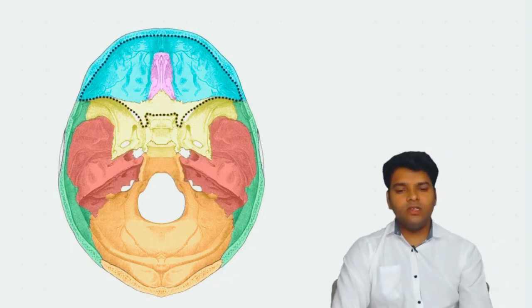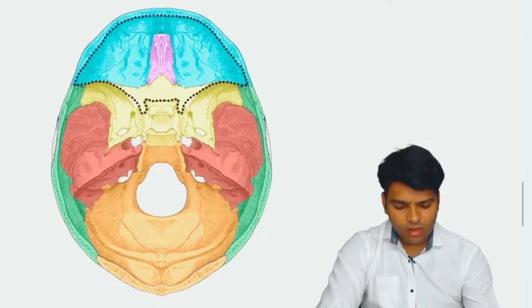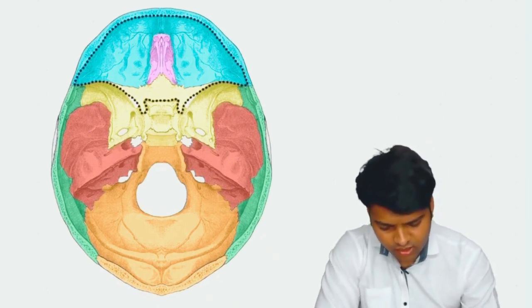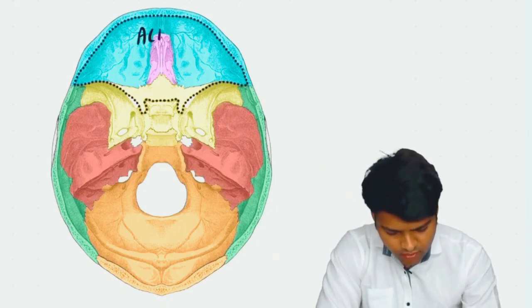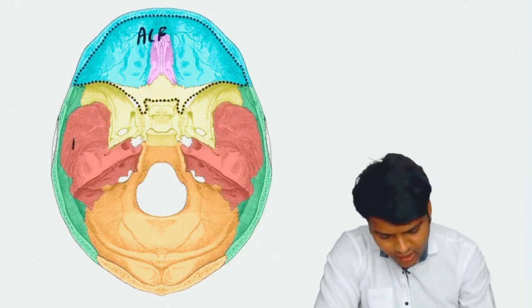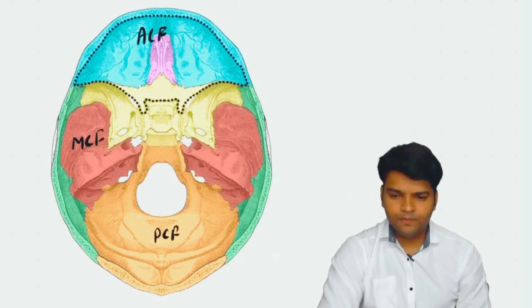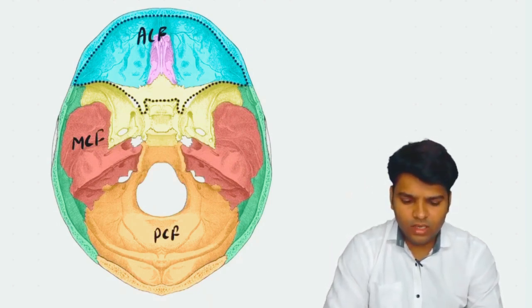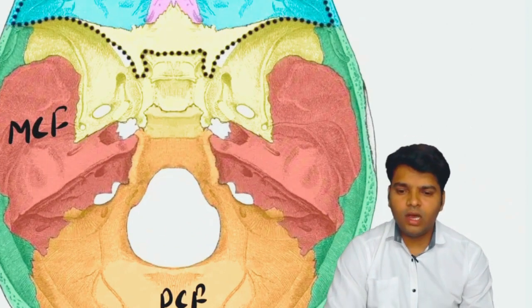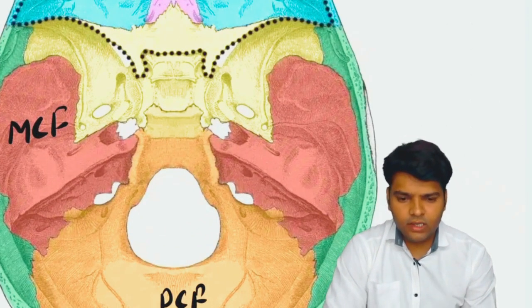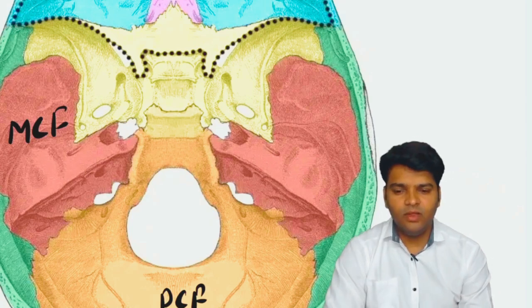So first of all, we will start from the cranial fossae. So this is the anterior cranial fossa. Okay, this is the middle cranial fossa, and here the posterior cranial fossa. I think you all are able to see that in these fossae some openings are present, and these openings are called foramina and fissures.